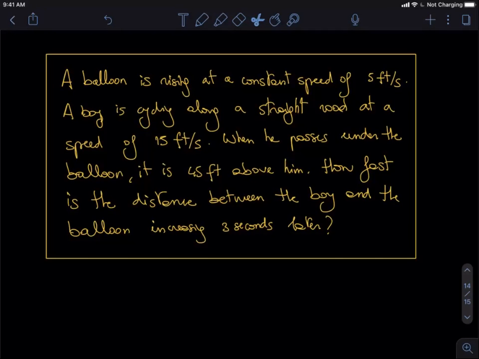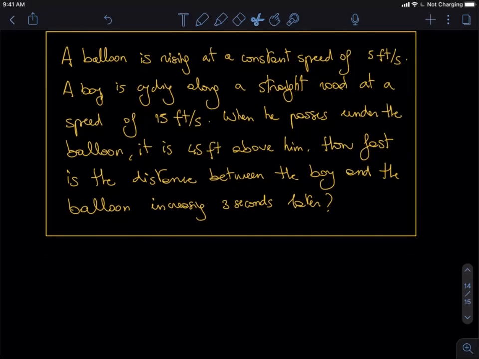In this problem, a balloon is rising at a constant speed of 5 feet per second. A boy is cycling along a straight road at a speed of 15 feet per second. Then we read he passes under the balloon. And the question is how fast is the distance between the boy and the balloon increasing 3 seconds later?